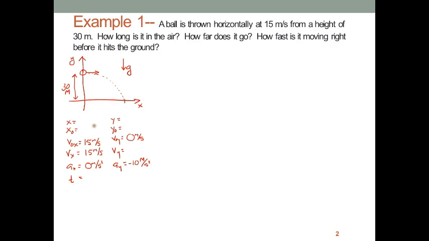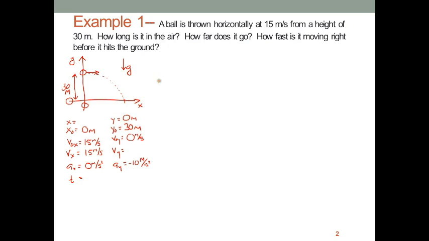Now, let's look at the initial positions. I am free to put my zeros for position wherever I want. It makes sense to me to put the 0 for the horizontal position at my starting point, so that will put x naught at 0 meters. It also makes sense to me to put the 0 for the vertical position at the ground, so that'll be y at 0 meters. I now can make y naught in terms of y, since it's above the ground 30 meters. That means my initial position is 30 meters.